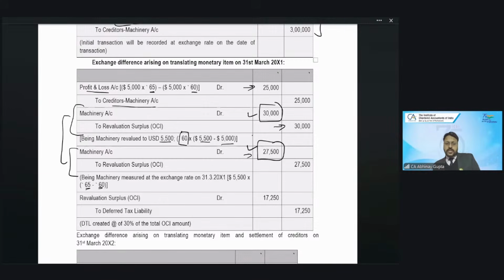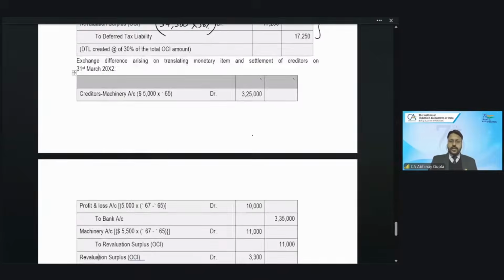Then the revaluation surplus OCI to DTL, deferred tax liability, you need to create. The tax rate is given in the question at 30%. How much that would be? 57,500 into 30%. Correct? Yes, sir. So why 57,500? 30,000 plus 27,500, the total fair value gain on the machinery, right? Into the 30%. So that is the deferred tax liability which you need to hit in the books. Correct?